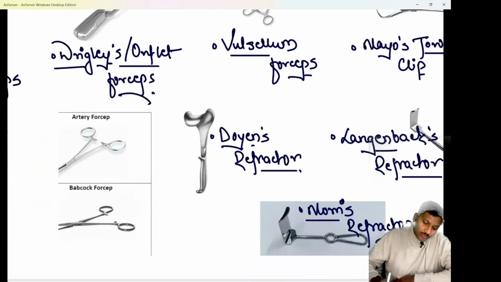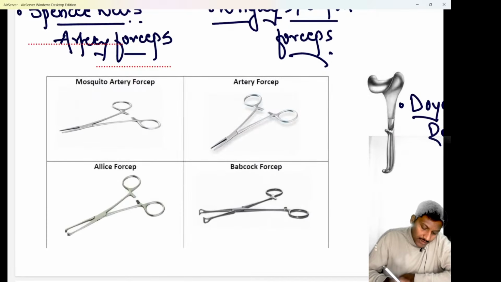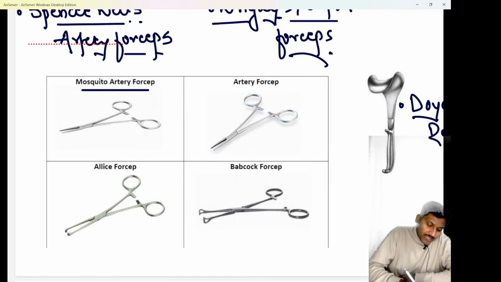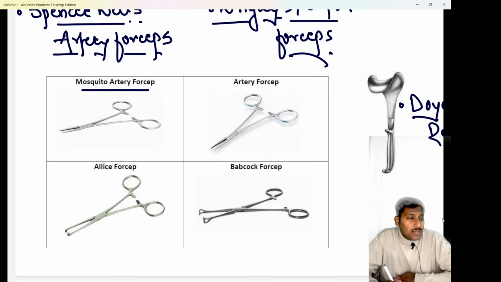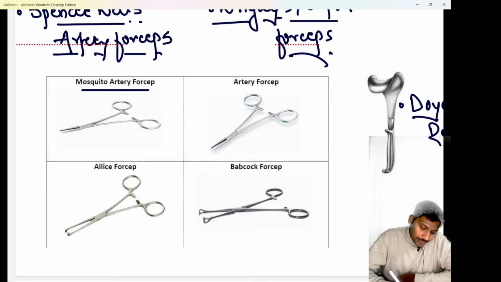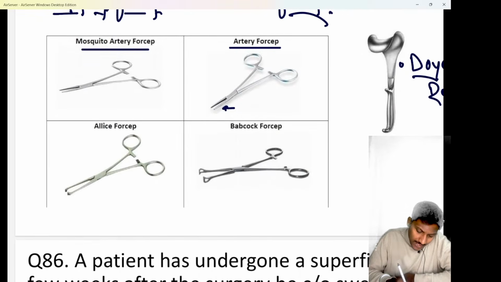Next, if I talk about these forceps over here, you can see the shortest artery forceps that we have, the smallest artery forceps that we have, beta, it is known as the mosquito forceps. It can be straight blade, it can be curved blade, that is important. It is generally used for dissection of tissue. Next, this is again a straight artery forceps that you are able to see, a Spencer Wells straight artery forceps.